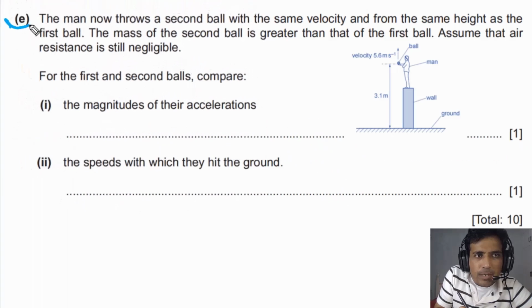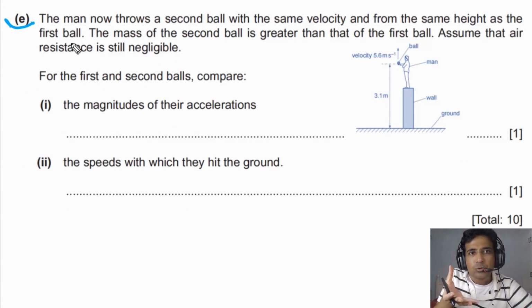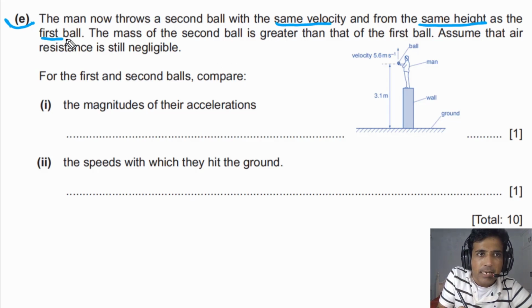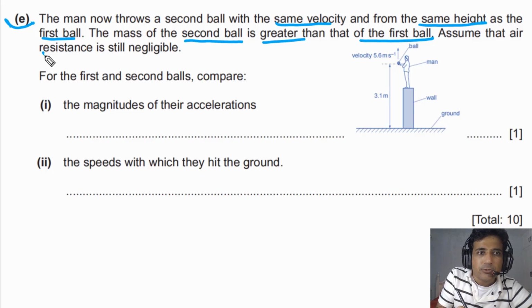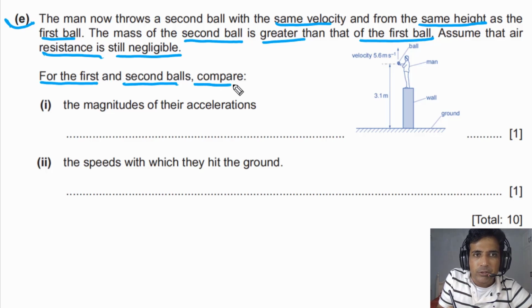For part E, it is given that a person throws a second ball with the same velocity and from the same height as the first ball. The mass of the second ball is greater than the mass of the first ball. Assume that air resistance is still negligible. For the first and the second ball, we need to compare magnitude of accelerations, and also compare the speeds when they hit the ground.